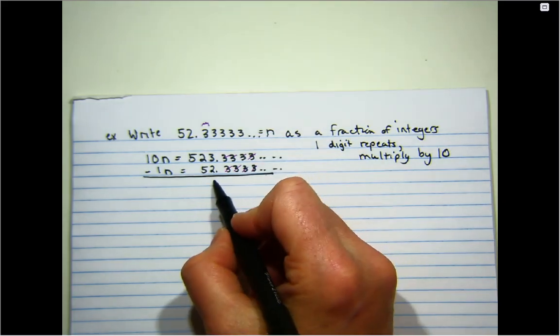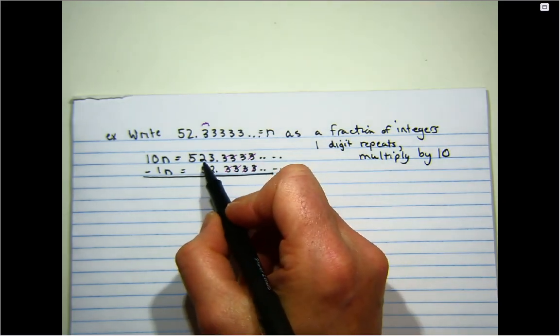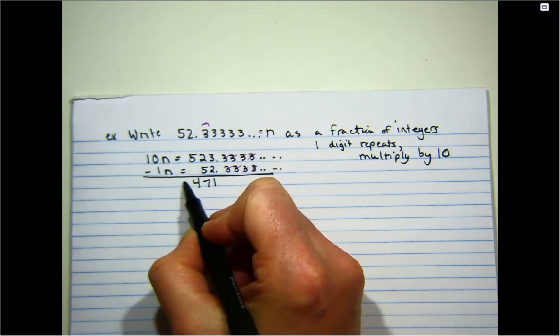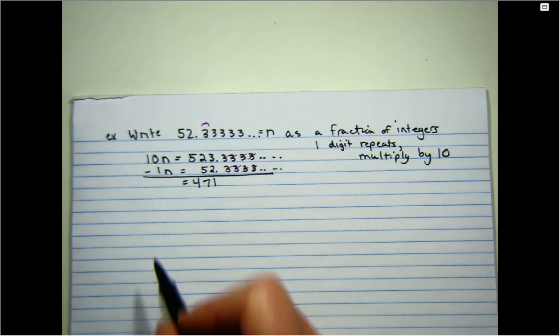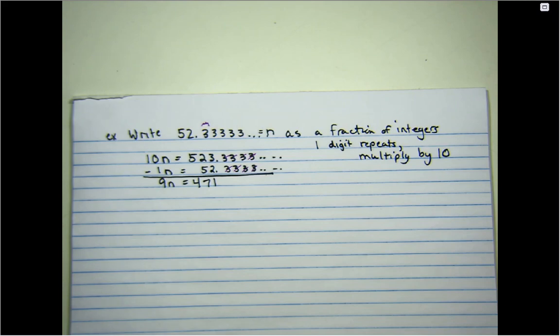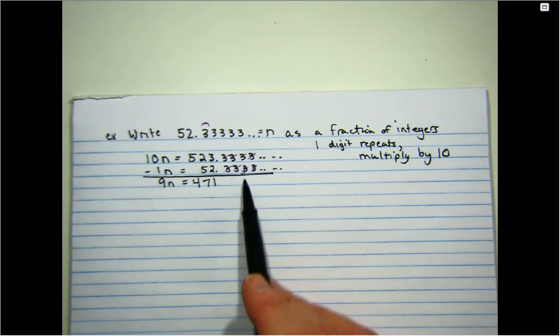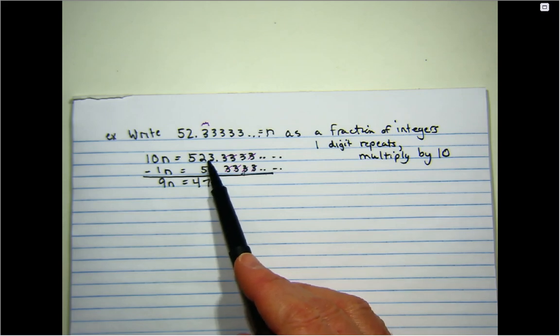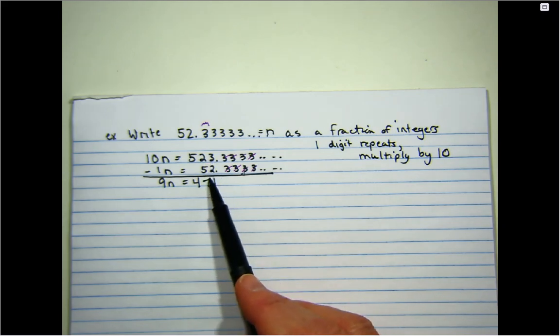And then you have 3 minus 2 is 1, 12 minus 5 is 7, and I borrowed 1 from the 5, so that's a 4. 10n minus 1n is 9n. If you prefer to do this in your calculator, just verify that you've lined up the decimal places correctly so that the 3s all cancel. And then in your calculator, you can put 523 minus 52.